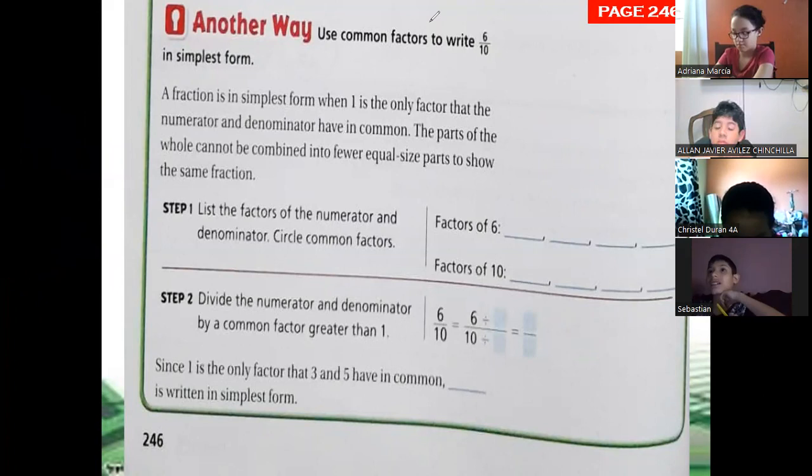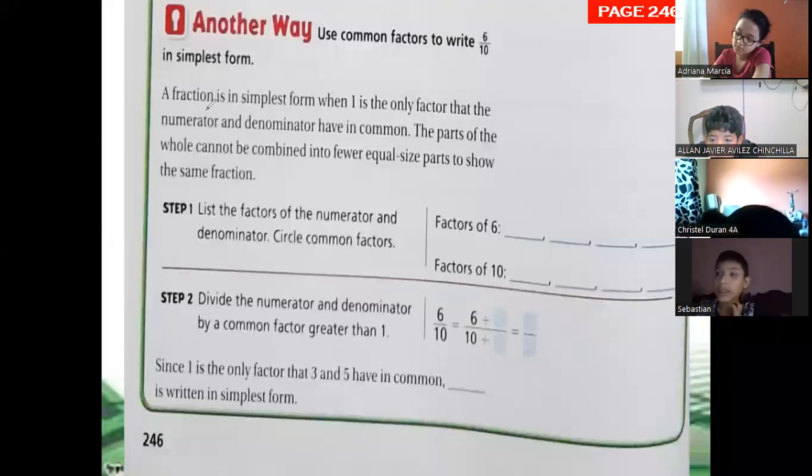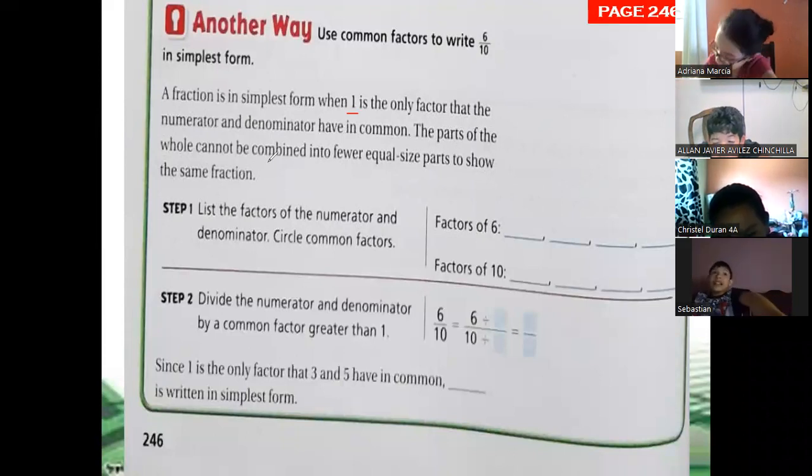Now, this problem: use common factors to write 6/10 in simplest form. A fraction is in simplest form when 1 is the only factor that the numerator and denominator have in common. The parts of the whole cannot be combined into fewer equal size parts to show the same fraction. List the factors of the numerator and denominator. Circle common factors.